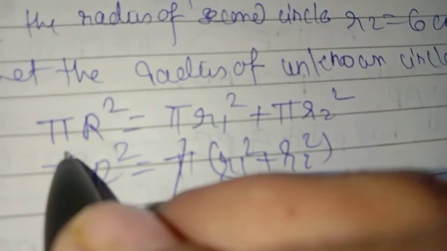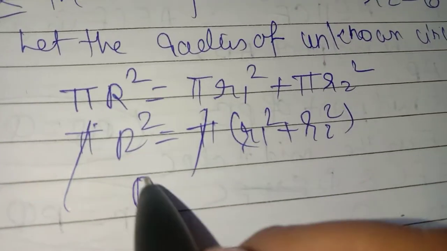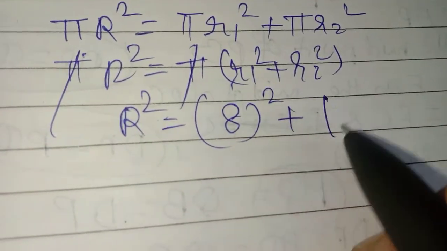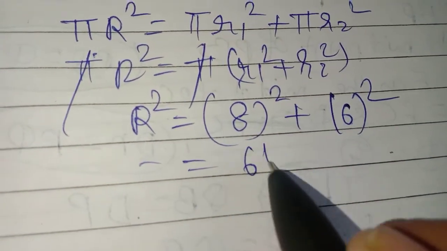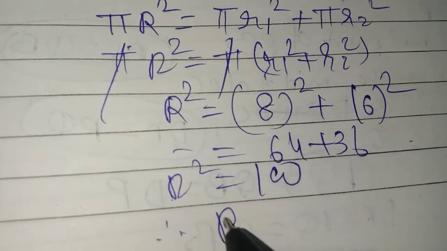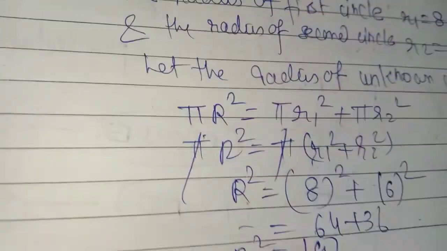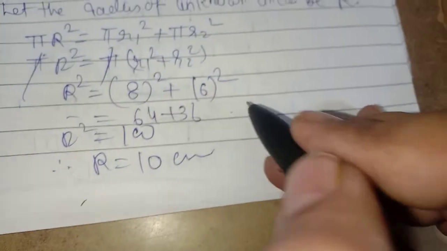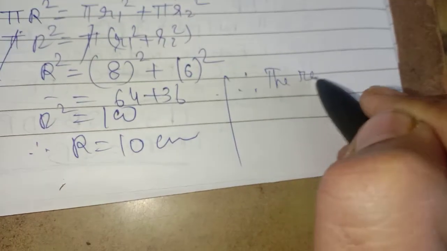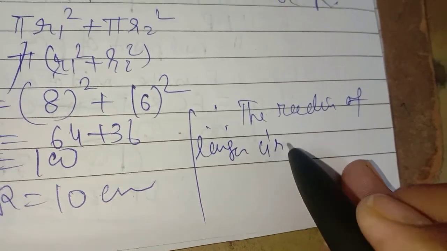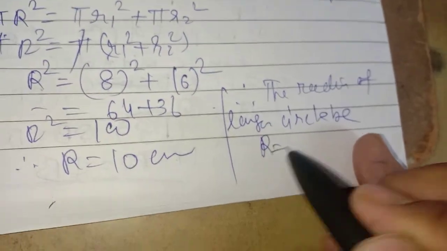Pi and pi are cancelled. So R square is equal to, what is the value of r1? It is 8 and r2 is 6. So it is 64 plus 36. R square is equal to 100. So therefore what is the value of R? It is 10 centimeter. Clear? So therefore we'll write the radius of the larger circle R is equal to 10 centimeter.